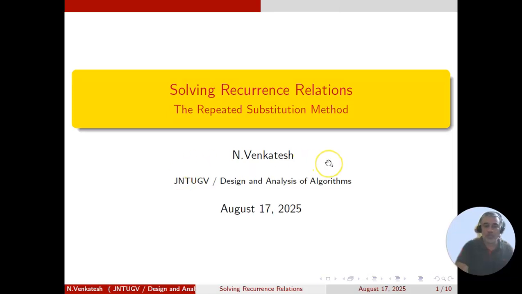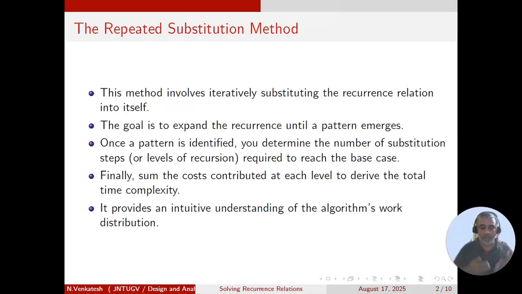To solve those, we will be using one of the methods called the repeated substitution method. In the repeated substitution method, you keep expanding the recursion step until a pattern is found. Once you find a pattern, you find out the number of steps required to reach a base case, and from that we can get the solution to the equation. So let us consider examples to understand that.